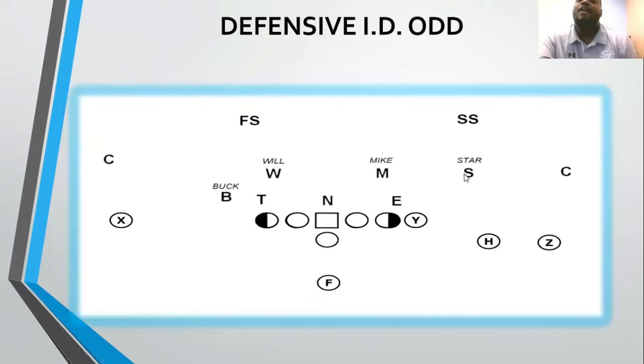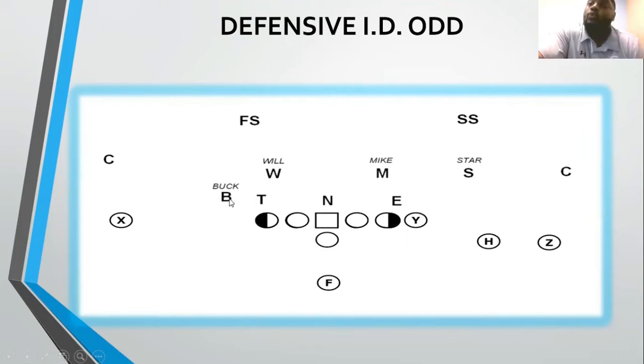All right, your odd front. There are a few nuances and differences from an even to an odd front. With the odd front, everything on the top shelf of the defense, your third level, is the same. On your second level, what's different is your buck. Now your buck comes off the ball and he may play 2 yards off the ball or all the way at linebacker depth.